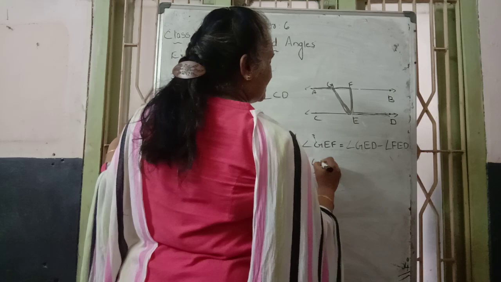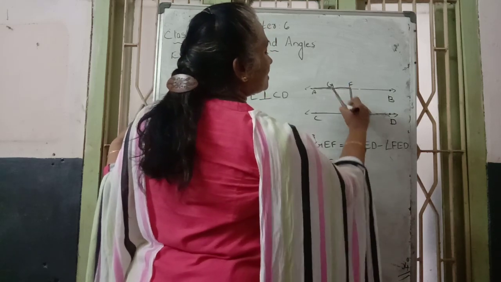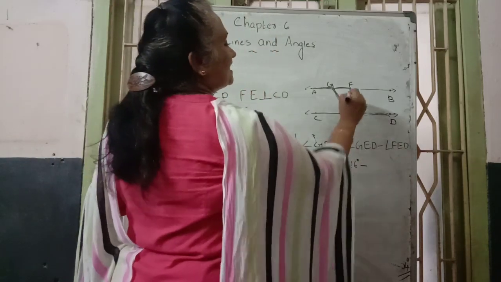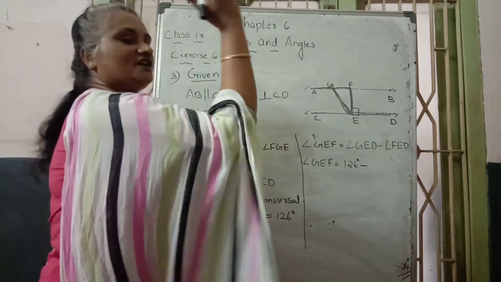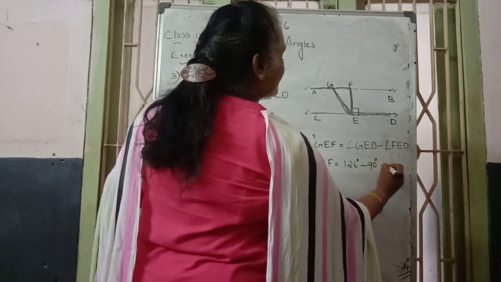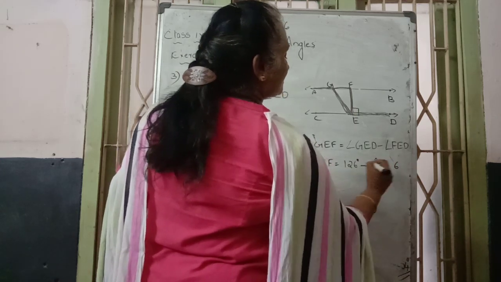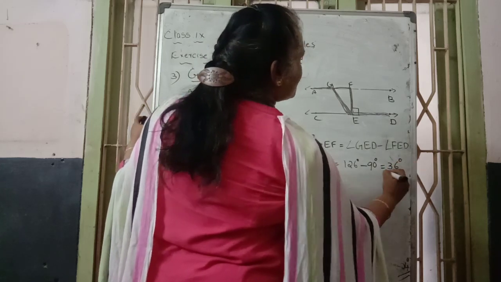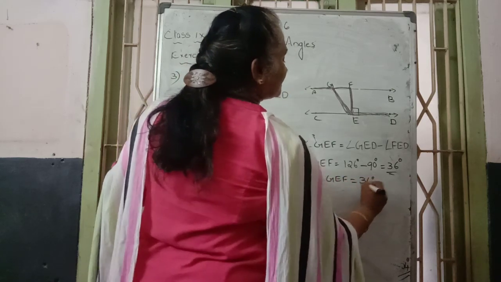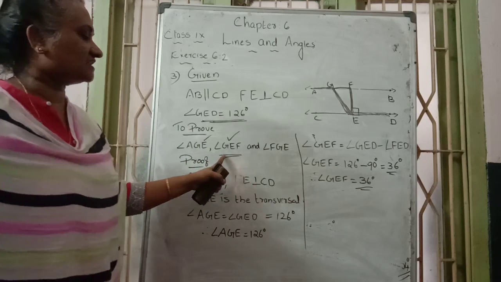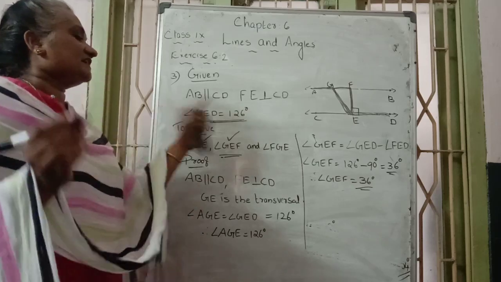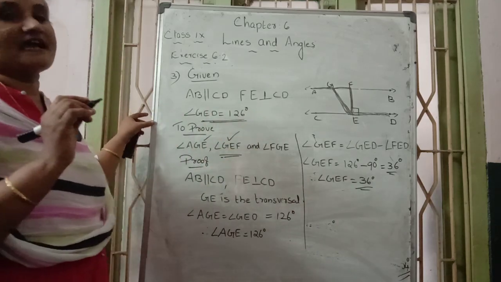Then angle GEF is equal to GED minus FED. Already we know GED is how much? 126. Instead of that, place 126 minus FED. This one, in this way a perpendicular, represents how many degrees? 90 degrees. Here they make a 90 degree angle. So 126 minus 90 becomes how much? 36. Therefore angle GEF is equal to 36 degrees. That is the second part, find out angle GEF. GEF we got 36 degrees.